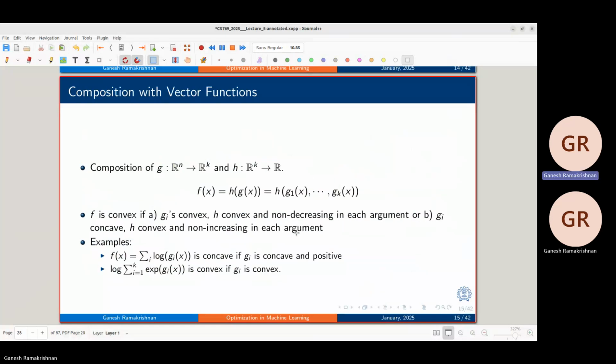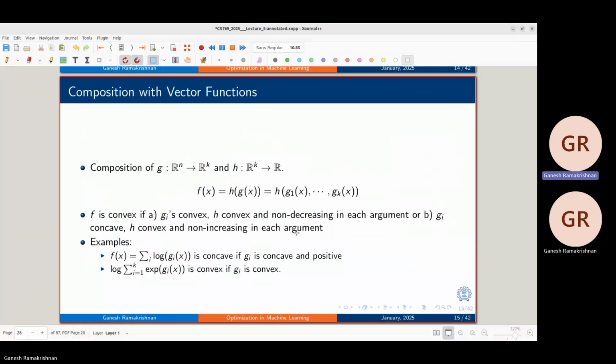Now we look at a slightly more complex case. What if h is applied to a vector where each component of the vector is the output of a scalar function g_i? Can we just extend these two cases, A and B? With A becoming now: the individual g_i being convex, h is convex and non-decreasing in each argument.